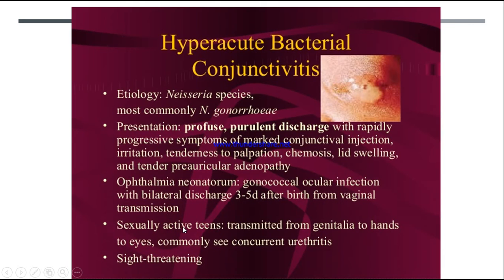Next, sexually active teens: it is transmitted from the genitalia to the hands. So in sexually active teens, the bacteria can transfer from the genitals to the hands, and then from the hands to the eyes. Concurrent urethritis is commonly seen. If there is any inflammation in the urethra, it can be transmitted to the eyes, and it is sight threatening. So this is hyperacute bacterial conjunctivitis.